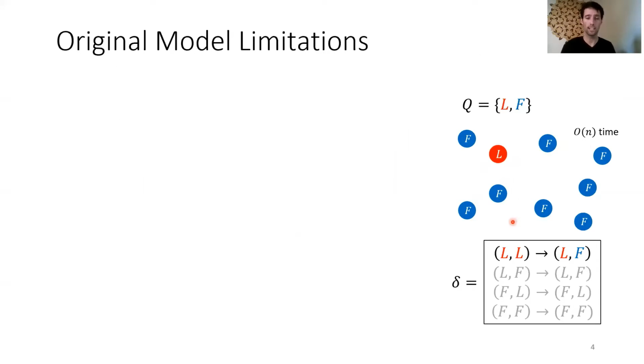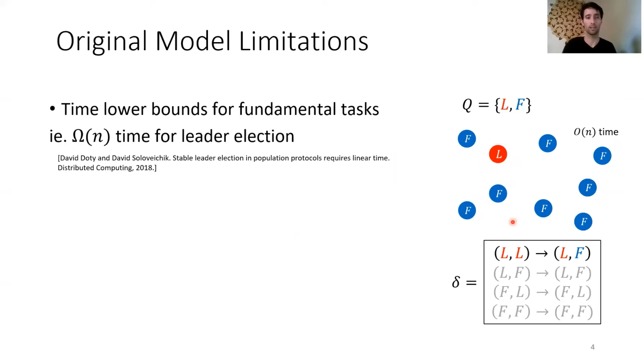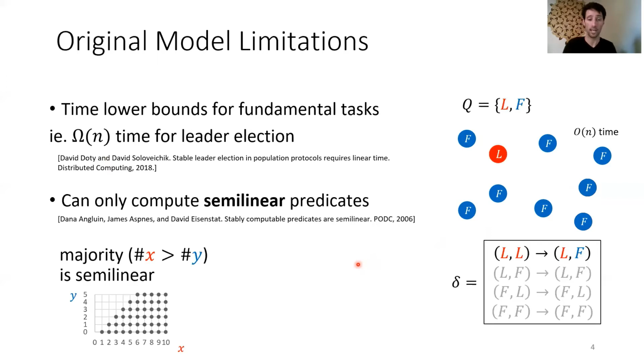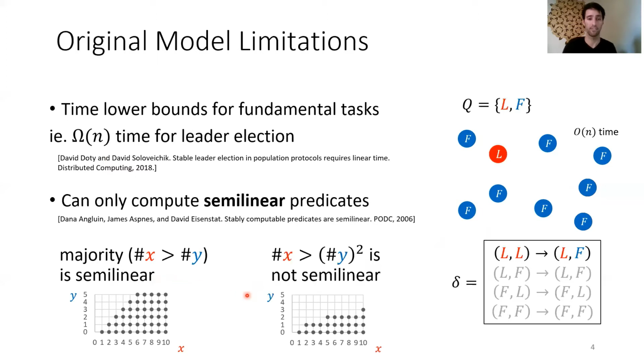Now, the original model had some key limitations. Among them, time lower bounds were developed for very fundamental tasks, including leader election. It turns out there's a linear lower bound for leader election. So in some sense, this simple protocol is actually optimal. You can't do any faster in the original model. Also, the computational power was limited to only computing semi-linear predicates. As an example, the majority problem of detecting if the number of x's is greater than the number of y's is semi-linear. But a problem like detecting if the number of x's is greater than the number of y squared is not semi-linear.